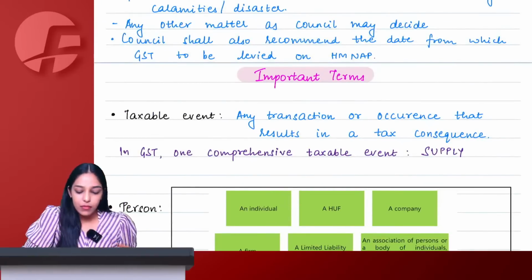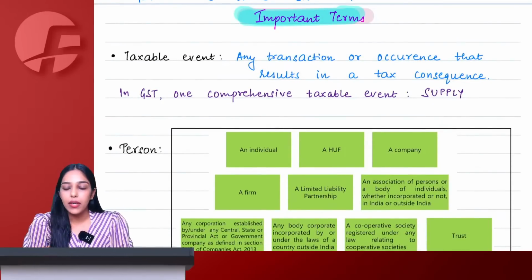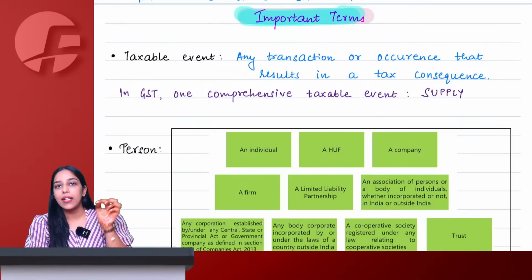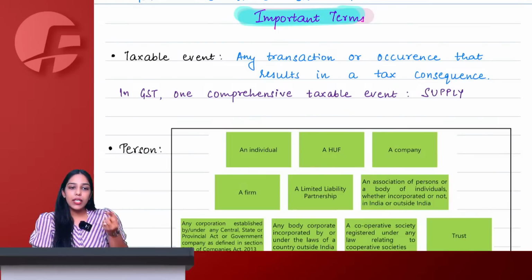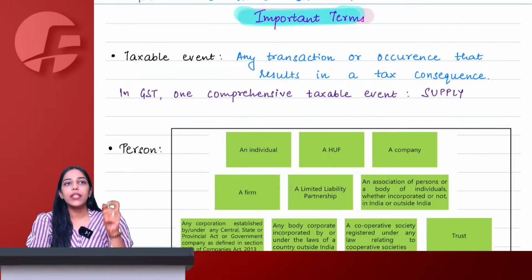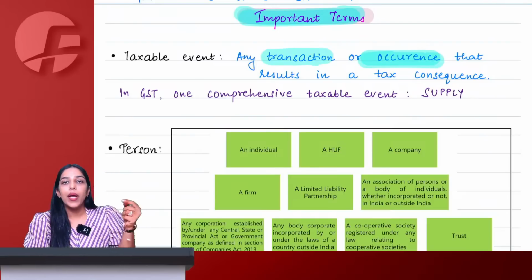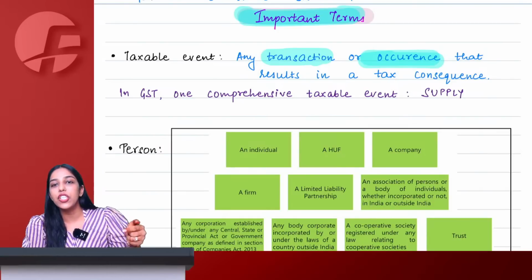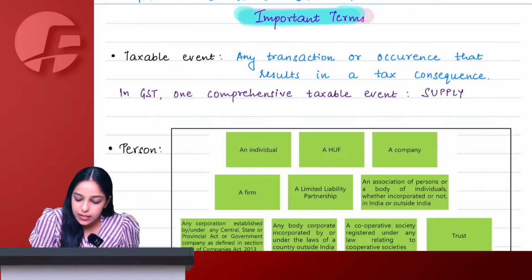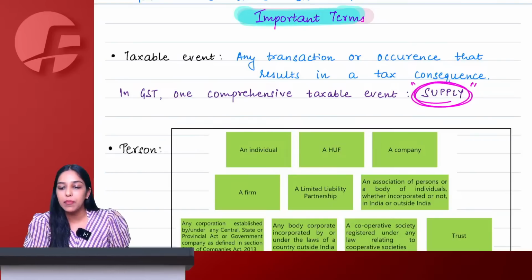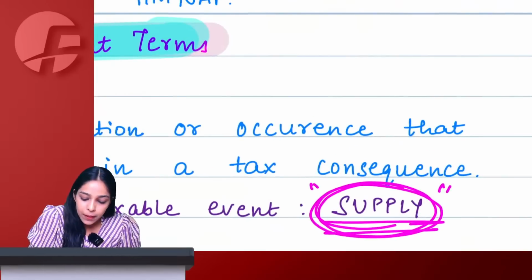So let us now start with important terms. First of all, taxable event. For any tax regime to trigger the levy of tax, there has to be a taxable event. Just like when you earn income, there is income tax. When you do import or export, there is customs duty. Similarly, what transaction or activity, when it occurs, triggers the levy of GST? That activity is supply. So in GST we have one whole and sole comprehensive taxable event, which is supply.